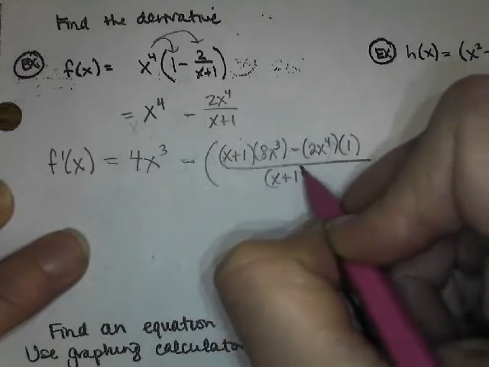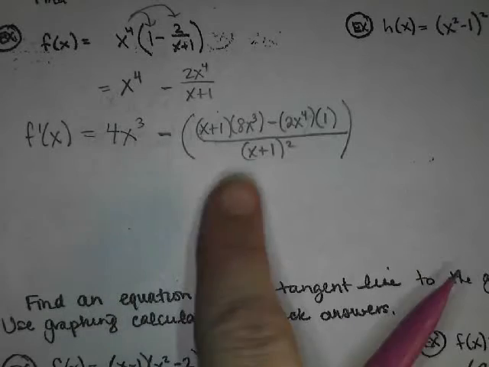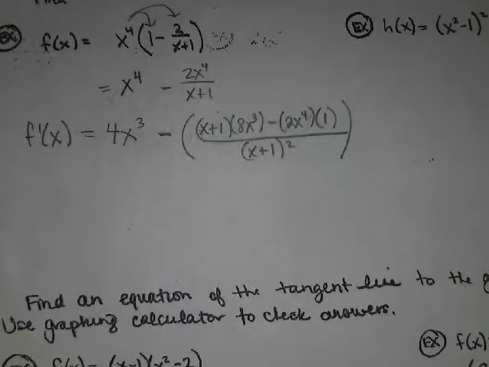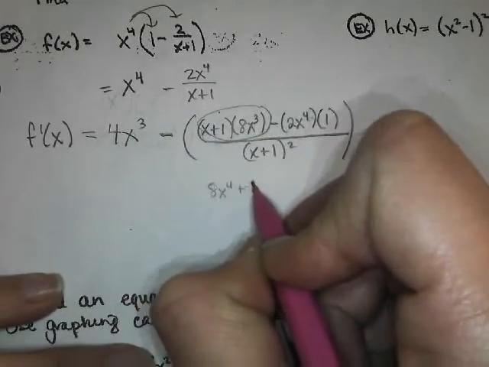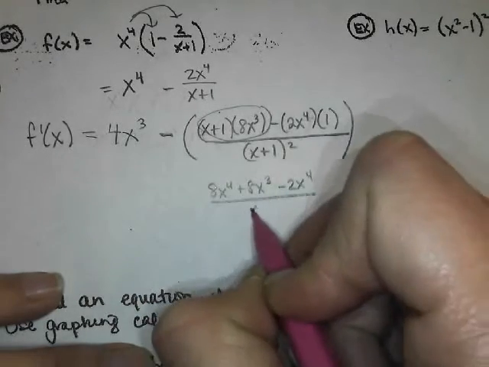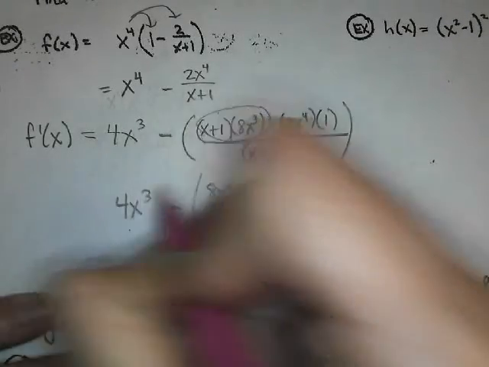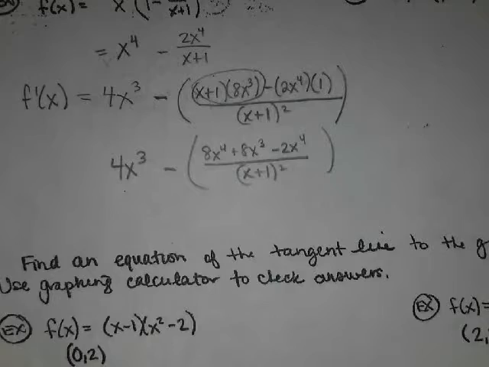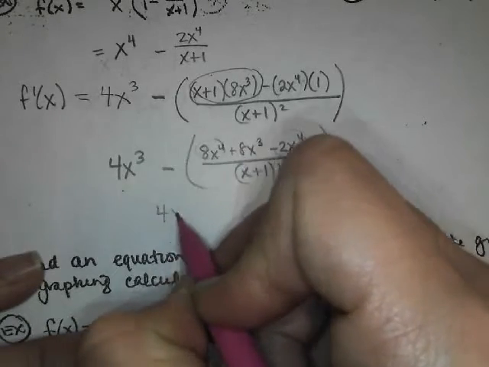And then just like things on last night's homework, the cleanup isn't going to be pretty, but I can assure you that this is a lot prettier than what it would have looked like had we done it the other way. I'm going to multiply this out. I get 8x to the 4th plus 8x cubed minus 2x to the 4th. I can combine like terms up here. 8x to the 4th minus 2x to the 4th is 6x to the 4th.